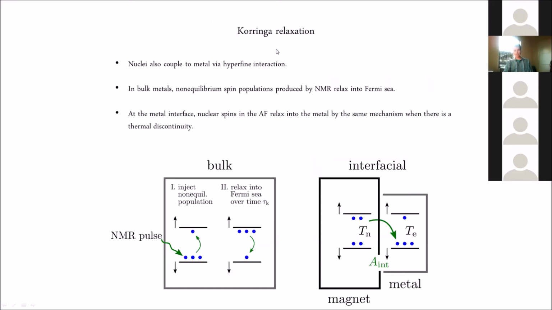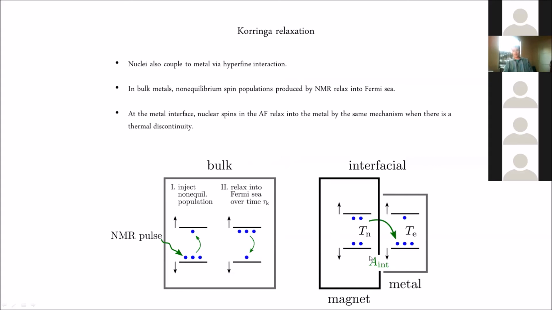So that is accomplished via the Korringa relaxation. If you're not familiar with the Korringa relaxation, this is the dominant way that nuclear spins relax in a metal, in the bulk of a metal. In Korringa's original paper, he considered an NMR pulse that excites nuclear spins up to a higher energy state, and he described the relaxation of the nuclear spins into the Fermi sea.